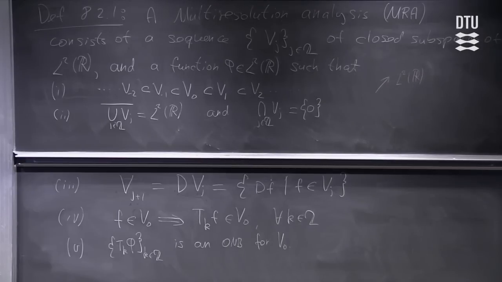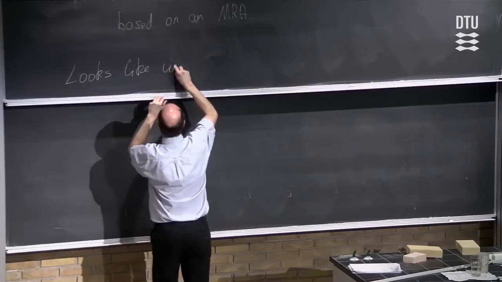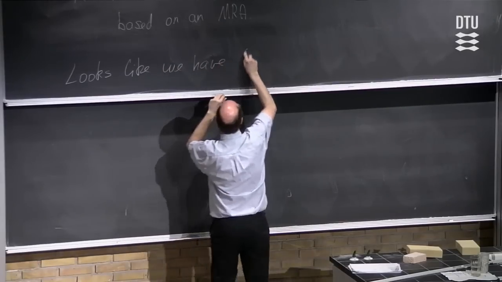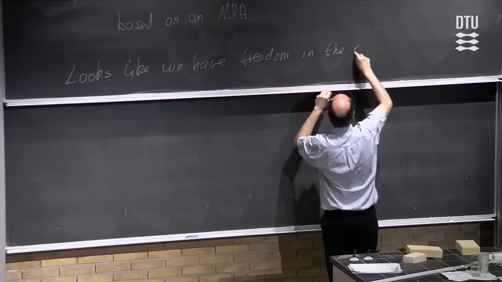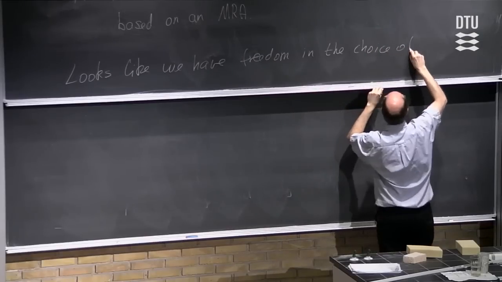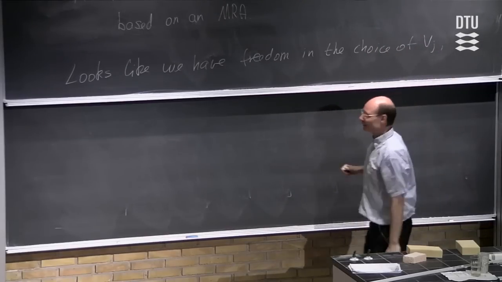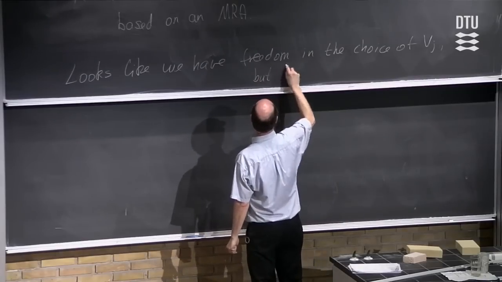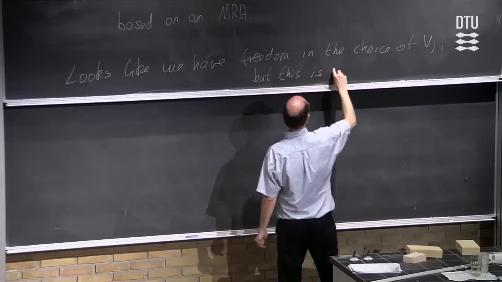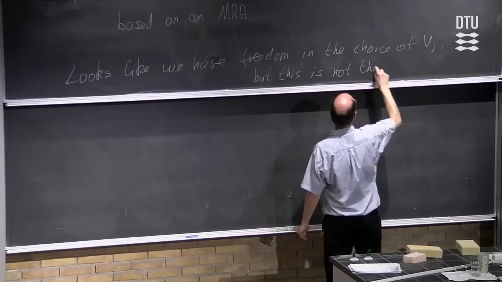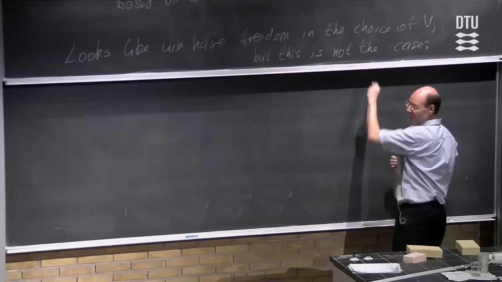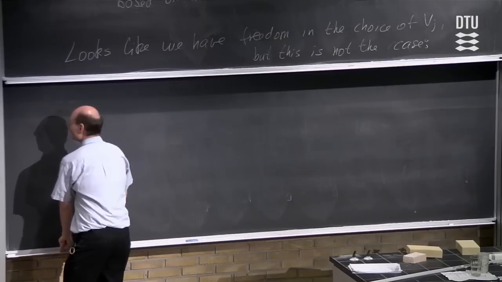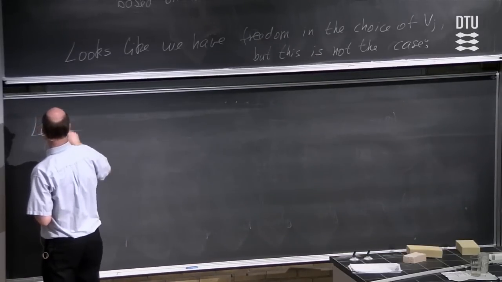So it looks like we have freedom in the choice of Vj, but this actually turns out to be wrong. And this is what you'll see very clearly from the statement I put for you now. So this is actually the first result in the book.